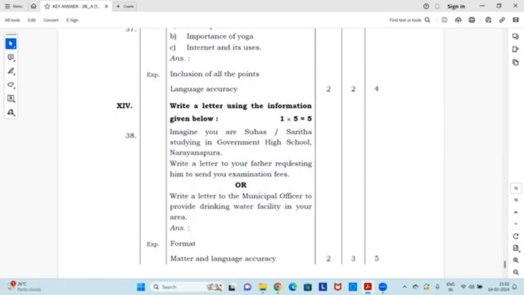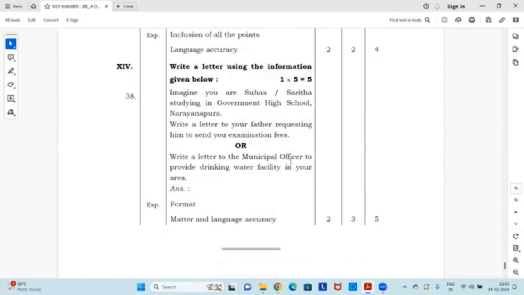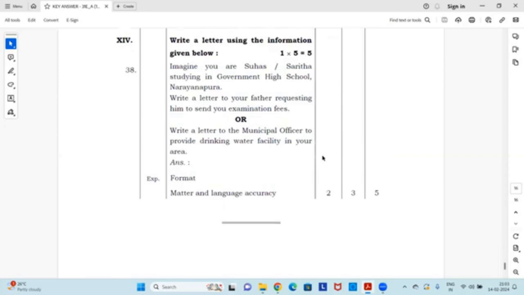Okay, it is question 38. So the letter, let's read it. Imagine you are Suhas or Sarita studying in Government High School, Narayanapura. Write a letter to your father requesting him to send you examination fees. Of course, this is an informal letter because you're writing to your father. Now, the optional letter given here is to write a letter to the municipal officer to provide a drinking water facility in your area. This is of course a formal letter. Both of the letters have their own formats. According to it, you need to write the letter and you can gain the marks.